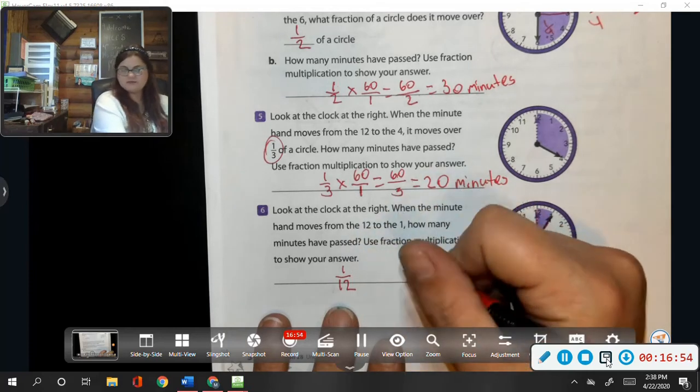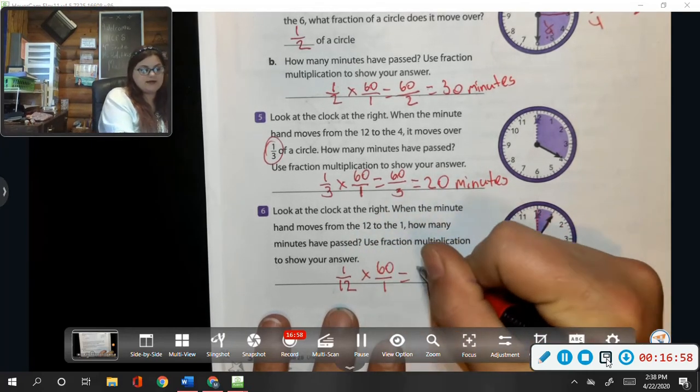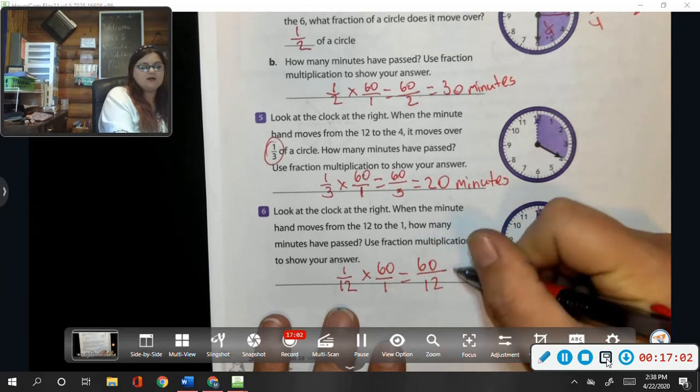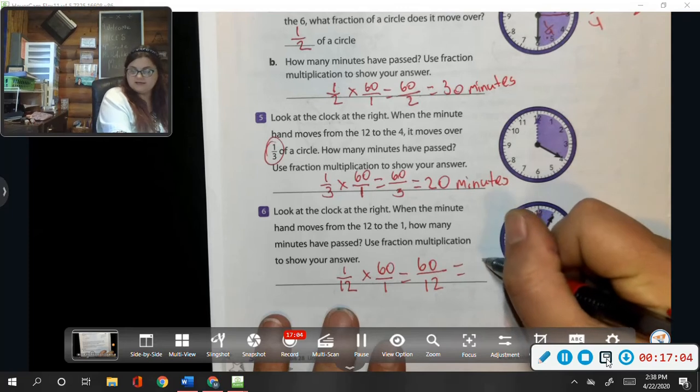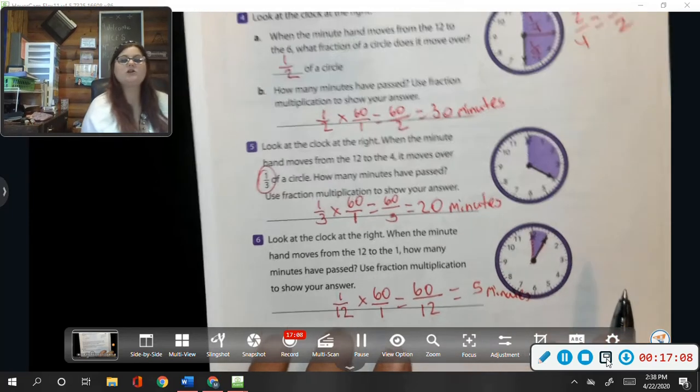And then we just use fraction multiplication again. 1/12 times 60. We're going to assume that 1 below there. 1 times 60 is 60. 12 times 1 is 12. 60 divided by 12 is 5 minutes.